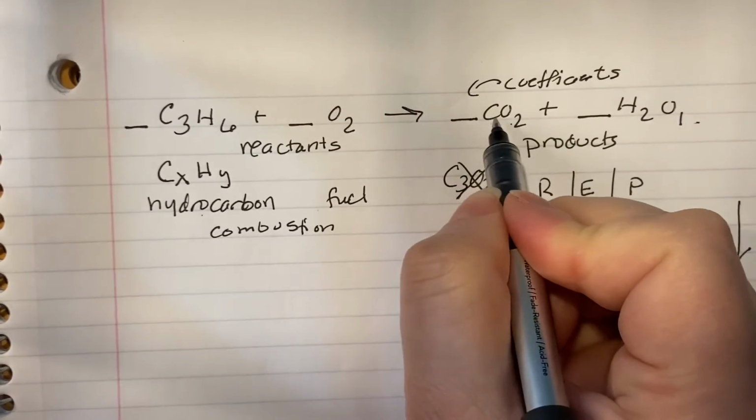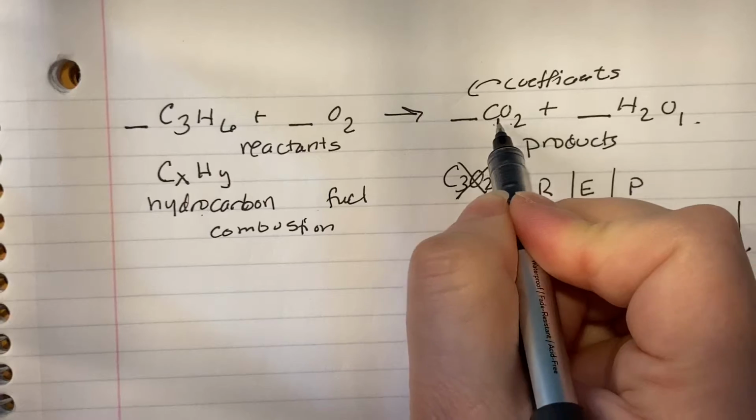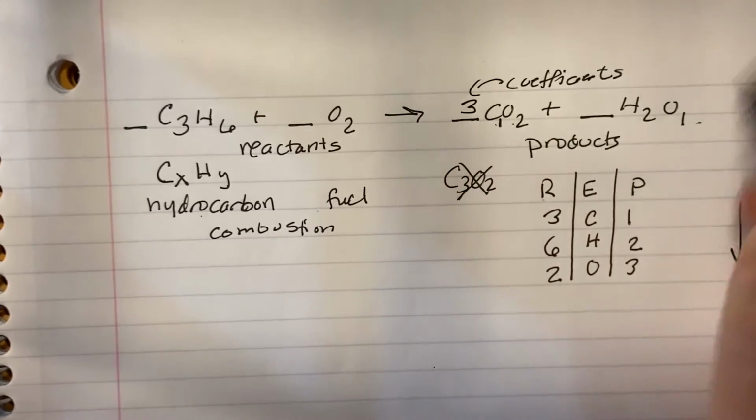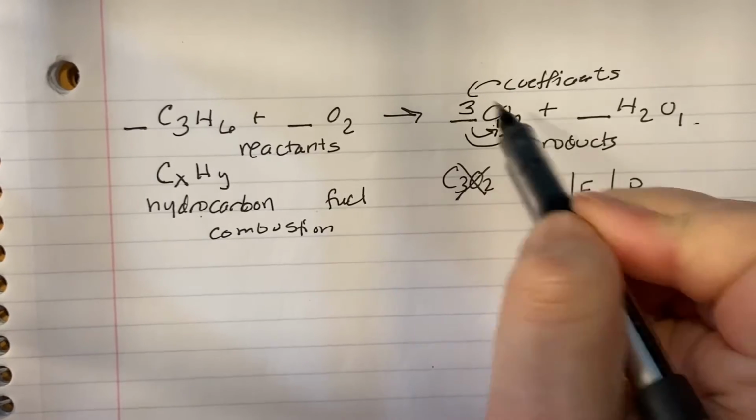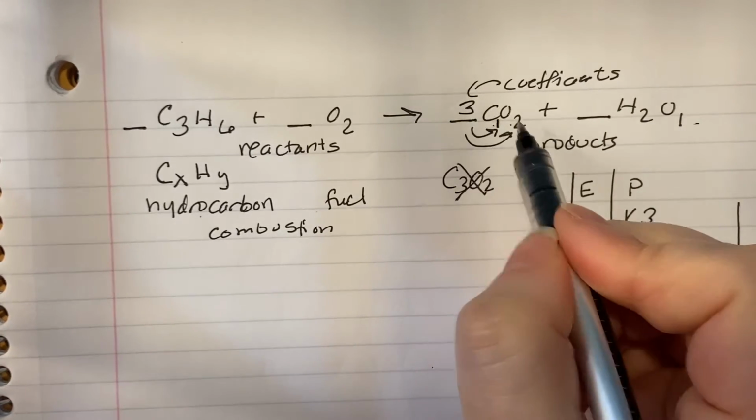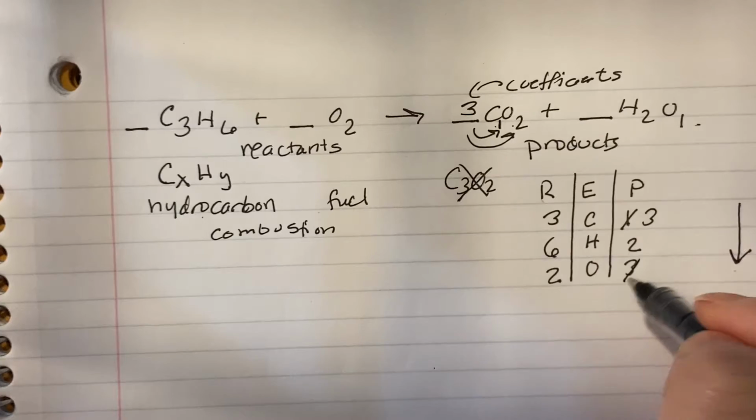So I need this to get up to 3. So what times 1 is 3? 3 times 1 is 3. And that affects my oxygen too. So my oxygen is now at 3 times 2 is 6, plus 1 is 7.